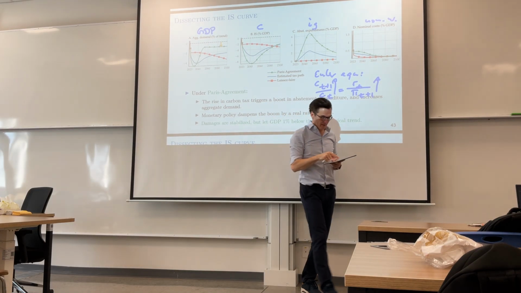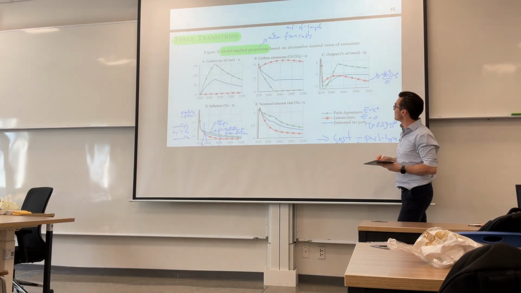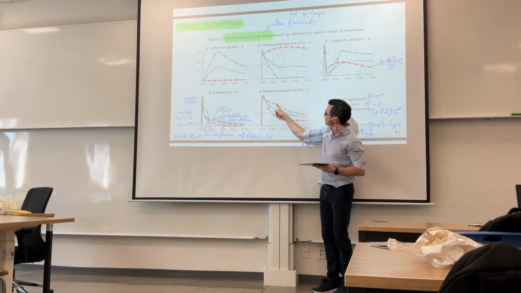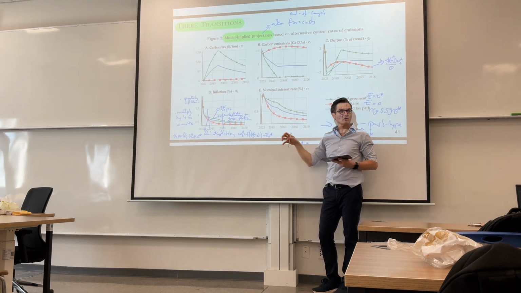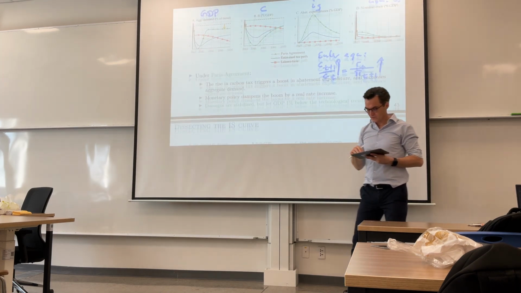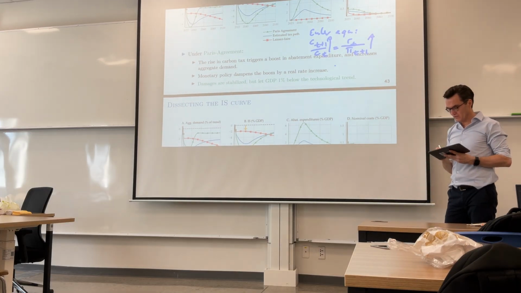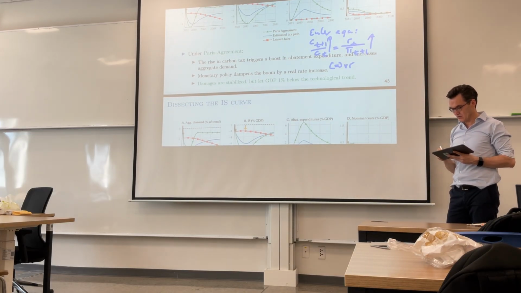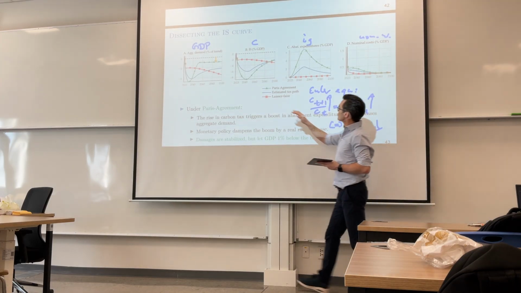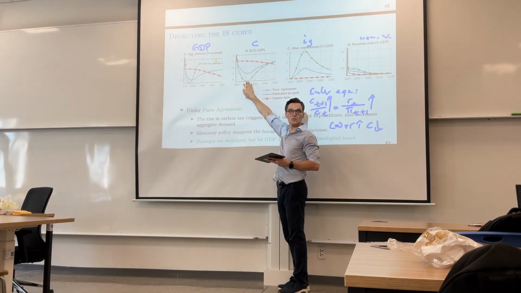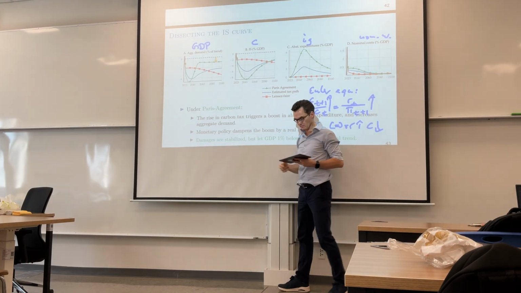So long story short, the idea is that when the central bank raises the nominal interest rate quite a bit, it's going to dampen the consumption response. So the long story short is that if the real rate goes up, consumption goes down. That's the idea. And that's triggering this rather strong fall in consumption that we have under Paris.